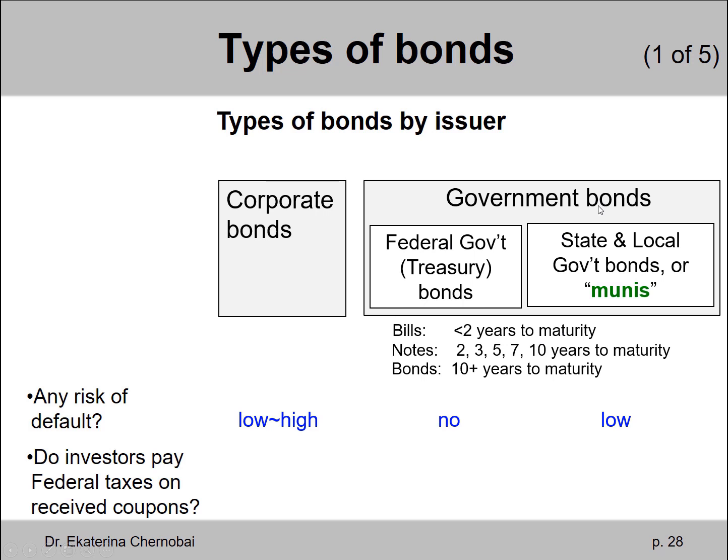In case of the government bonds, the risk is smaller, and there is no risk of default if you buy federal government bonds. In other words, you will get your coupon payments and the face value in the future. But if you buy local government bonds or state government bonds, there may be a chance that the state is out of money. The state budget is low, and you don't get your coupons, maybe not for a while.